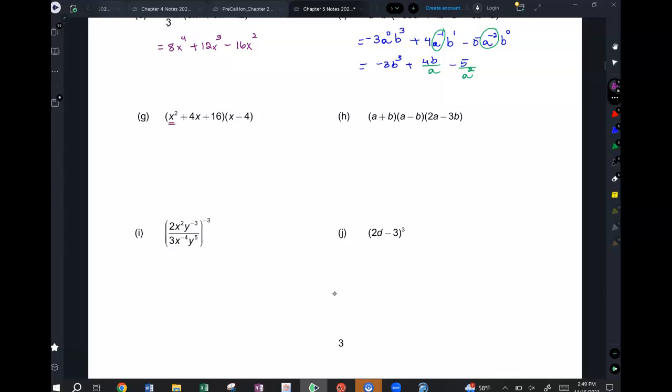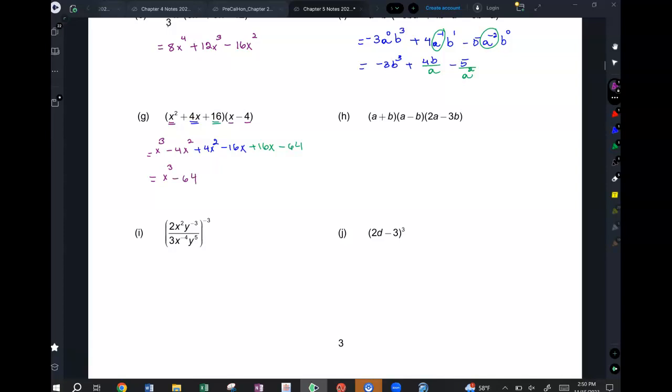Let's multiply the x squared to the x and the negative 4, right? So we get x cubed minus 4x squared. Now let's do the 4x to the other one. So we get positive 4x squared minus 16x. Now let's do the 16. And then simplify. So x cubed, the x squares will go away, the 16x's will go away. Minus 64, and that's it.